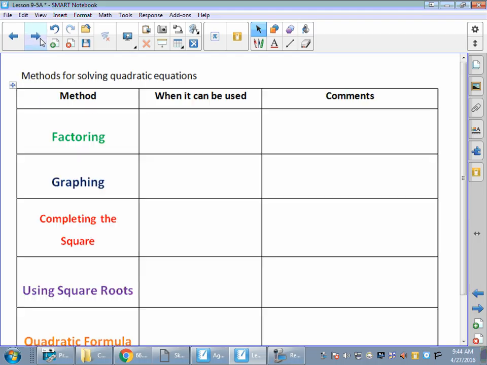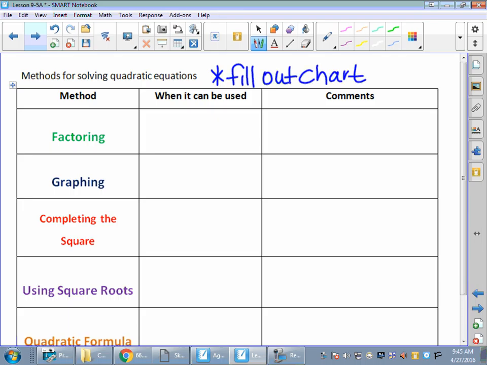All right, so here's what I would like you to do. Your lesson summary is to fill this out. Fill out the chart. Find at least one comment for each method. So you could kind of take out when can it be used in comments. So something like a pro and a con, something good about it, something bad about it. Come up with something for each one of these methods.